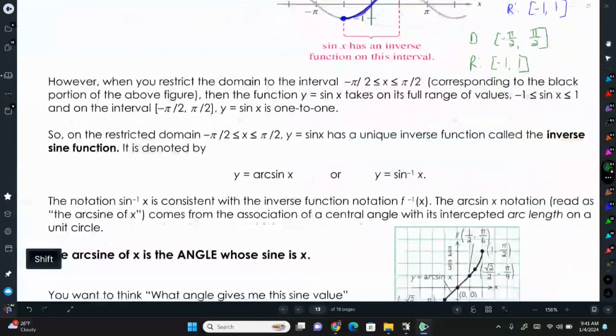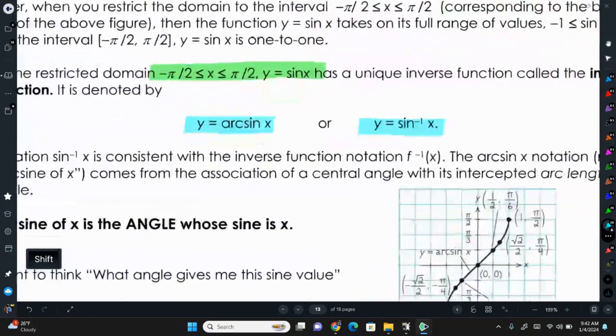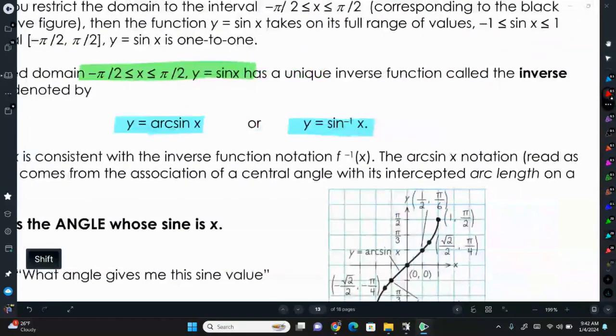So with that restricted domain, we have the inverse sine function, and it's noted by either y equals arc sine of x or y equals sine with the -1 exponent of x. And remember, when talking about inverses, this is not the same as 1 over sine of x. Okay, it's notated completely different.